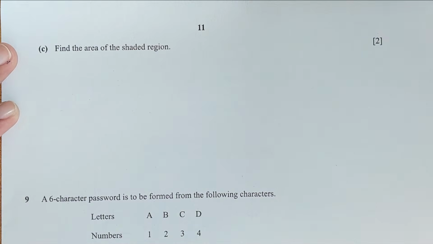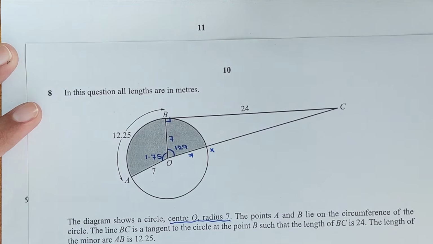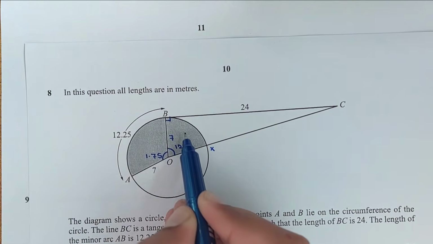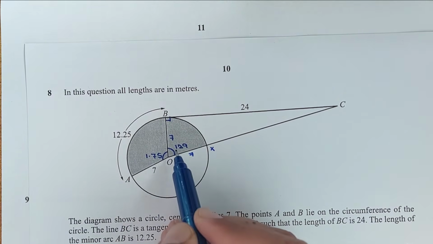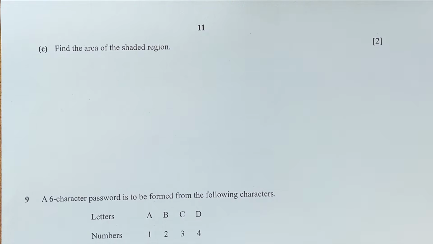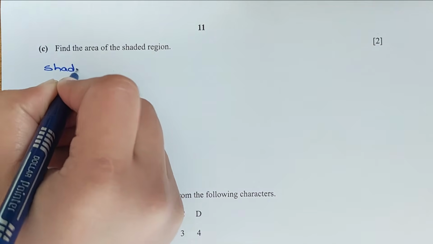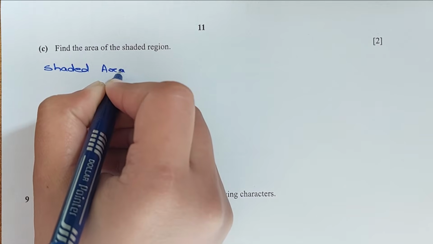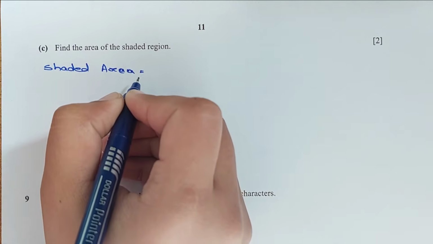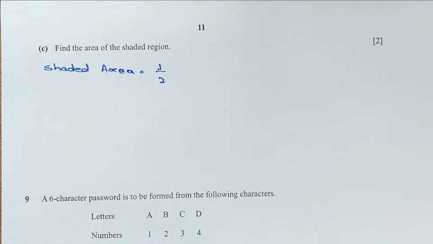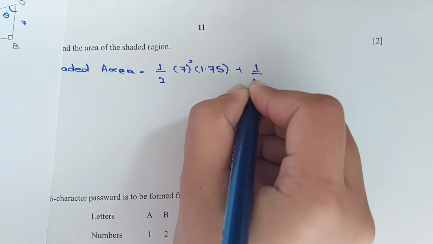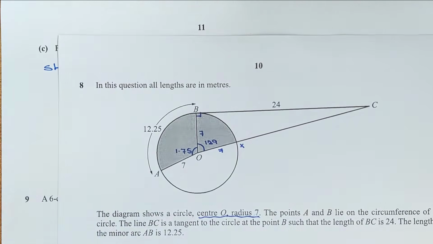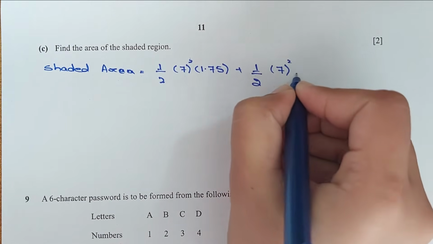Right. Now for part C, find the area of the shaded region. So this is the shaded region. We have to find its area. So basically we have to find the area of this sector and the area of this sector, and we can add both of them, right? Since we are given both angles and the radius, we can easily find the area of two sectors, right? So the shaded area is the sum of the areas of two sectors. The area of a sector is half radius squared times theta. So the radius is 7 and theta is 1.75. So we can say half times 7 squared times 1.75, plus 1 by 2, radius is again 7 and the angle for the other arc is 1.29, 7 squared times 1.29.